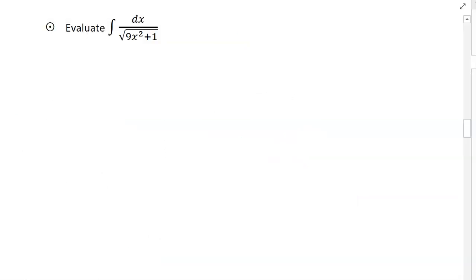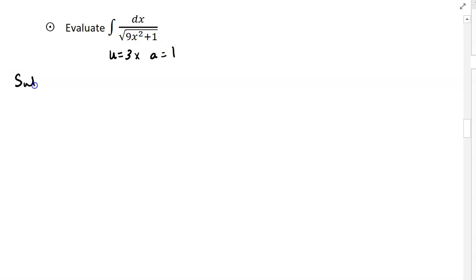I've got the integral dx over the square root of 9x squared plus 1. So with this one, I have an a squared plus u squared or u squared plus a squared. It doesn't matter if there's a plus in the middle. But u here is going to be the part that has the x in it. So the square root of 9x squared is 3x. A is going to be 1.